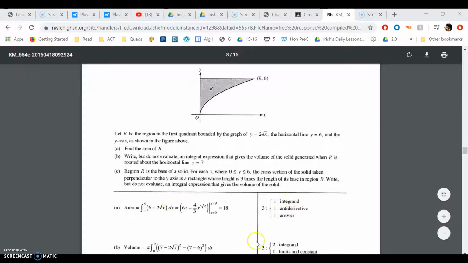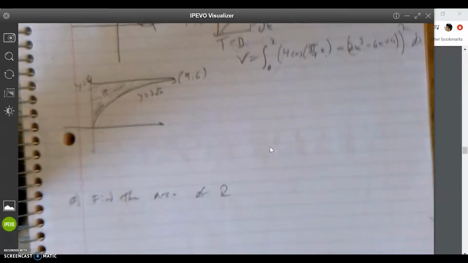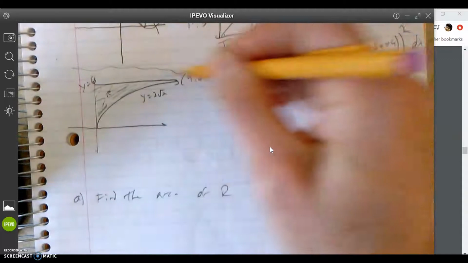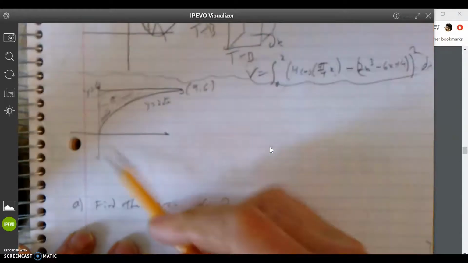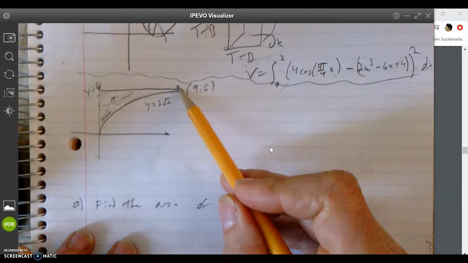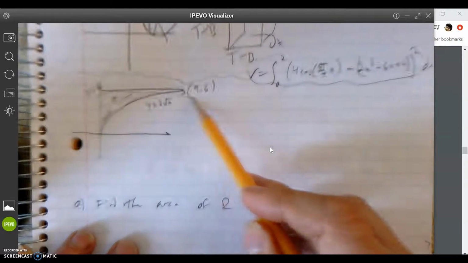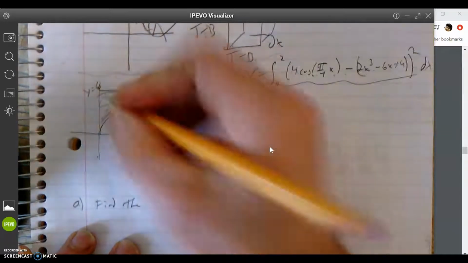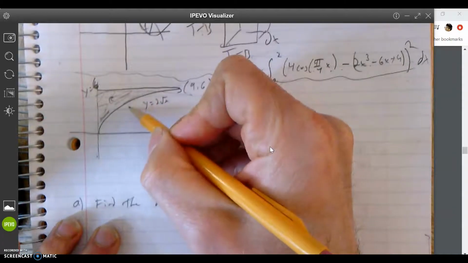So let's try and do this one, shall we? Here we go. That was our work for the last one, so here's our picture for the new one. This line right here is y equals 2 radical x, and this is y equals 6 going across. Okay, so find the area of R, so that's top minus bottom.